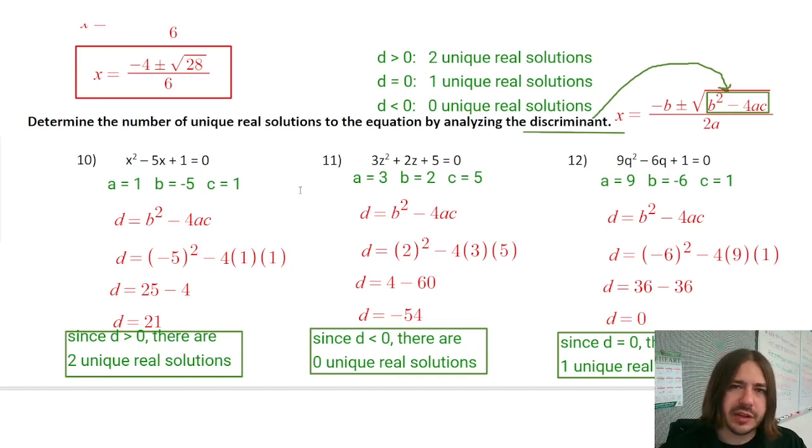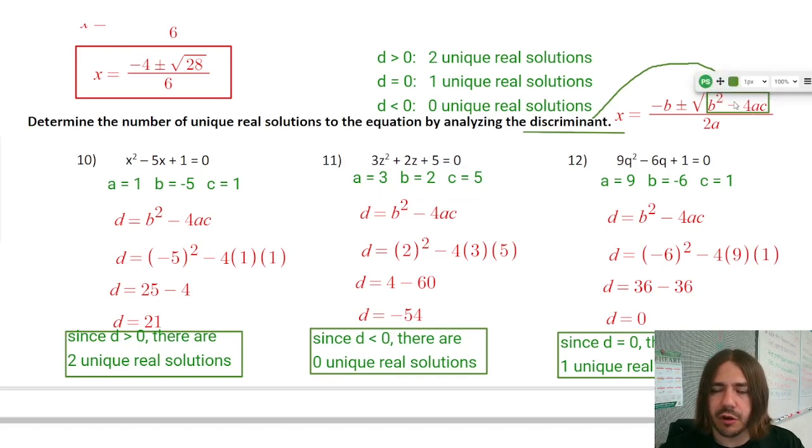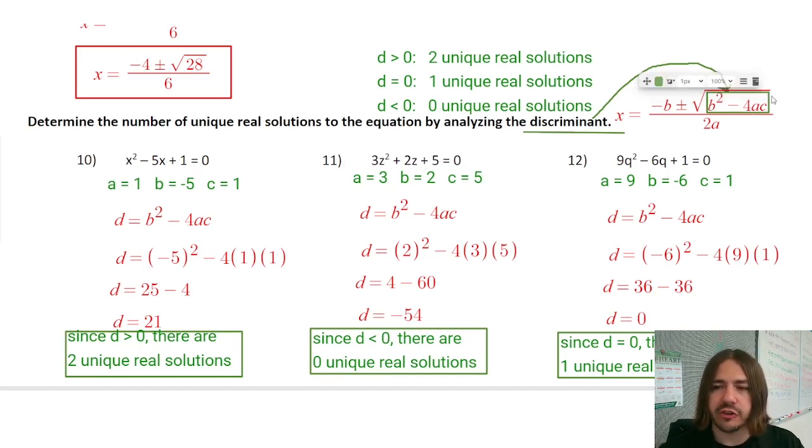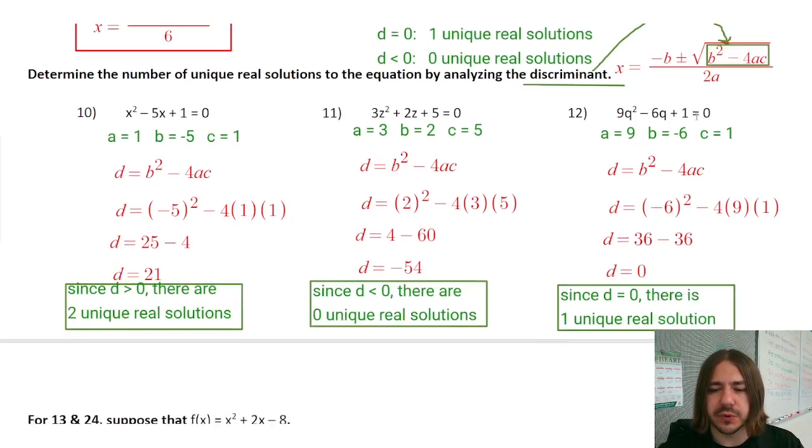All right, so that's how you tell how many solutions there are using the discriminant. And again, the discriminant is just this little piece of the overall quadratic formula. It's that piece that's underneath the square root.